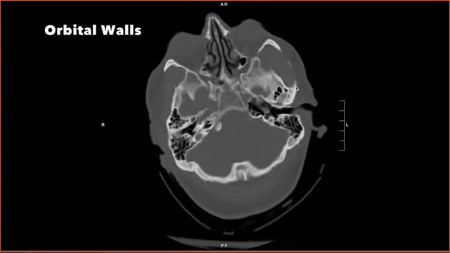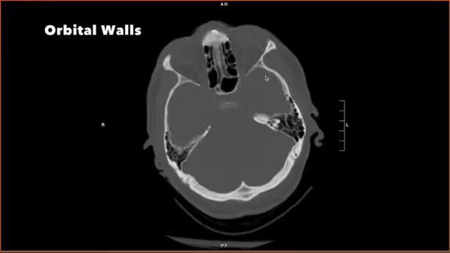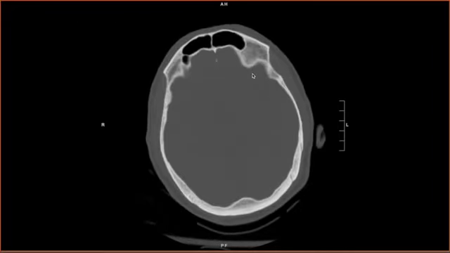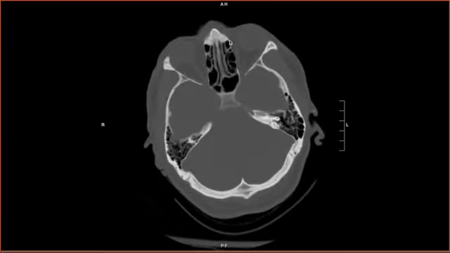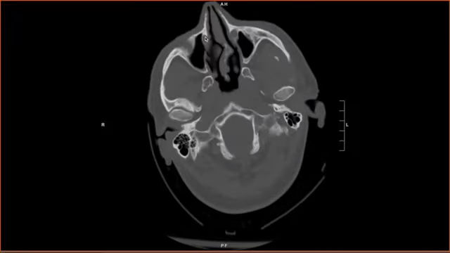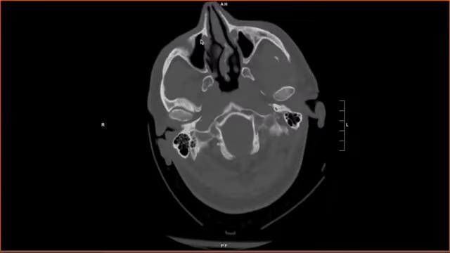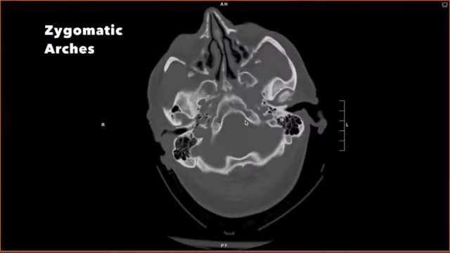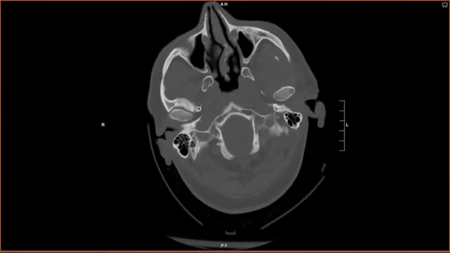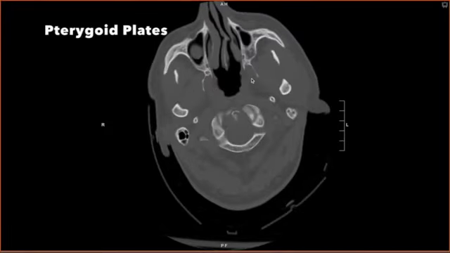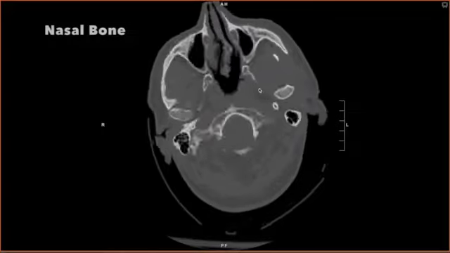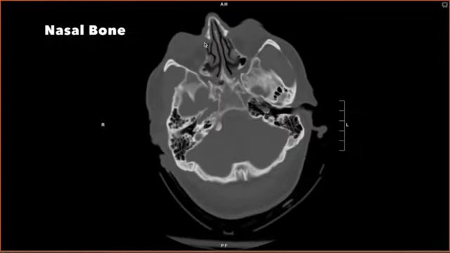Then I look at the orbit, specifically looking at the lateral orbital wall superiorly, and then the medial orbital wall. Then I look at the other side, looking up the medial wall, and then down the lateral wall. Then look at the zygomatic arches bilaterally. Look at the pterygoid plates bilaterally. All Le Fort fractures or Le Fort type fractures involve the pterygoid plates. Then look at the nasal bone. The nasal bone is the most commonly fractured bone, so always look at the nasal bone.